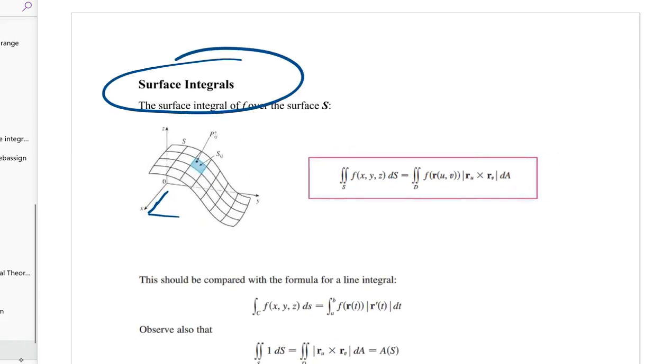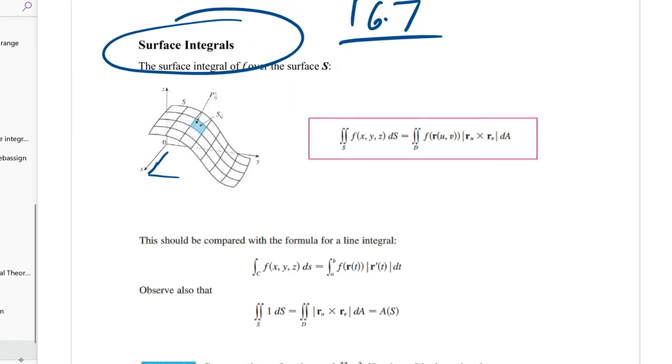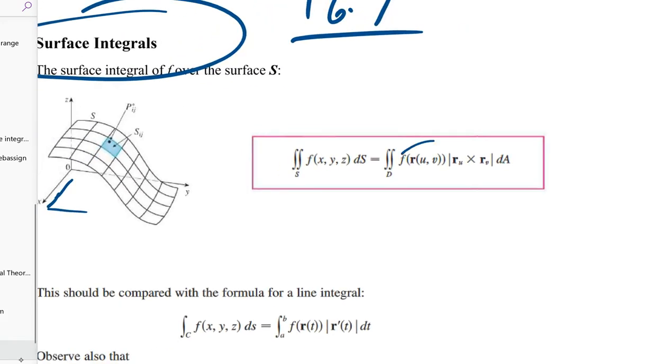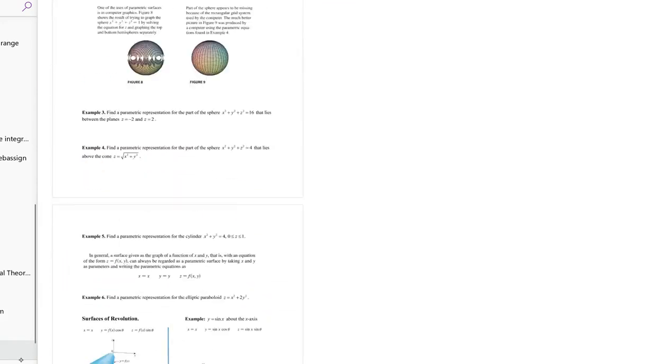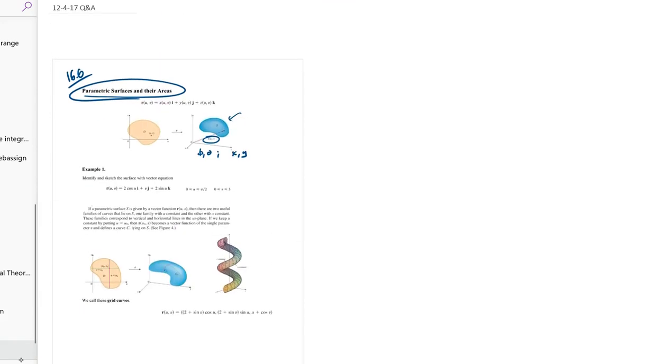We're going to do surface integrals, and this is in 16.7. And in order to do those, we will need to parameterize the surface R. In this case, it's R of UV. So what I want to do is first go back to something that you have seen before.